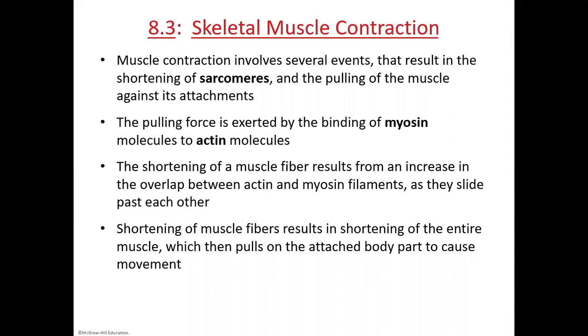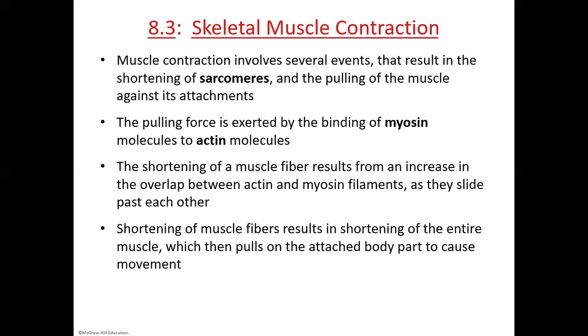So first off, there's a lot going on here, so you need to know what events occur and in what order. And the end result is the sarcomere, which is the smallest contractile unit, will actually shorten. The Z discs will move closer to one another, and the overall sarcomere will get shorter.